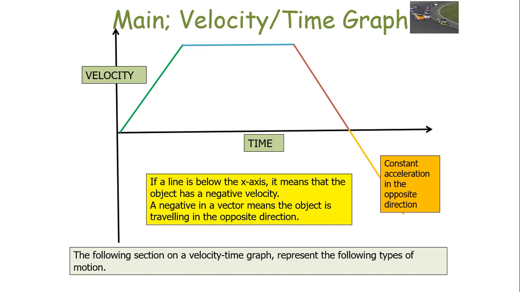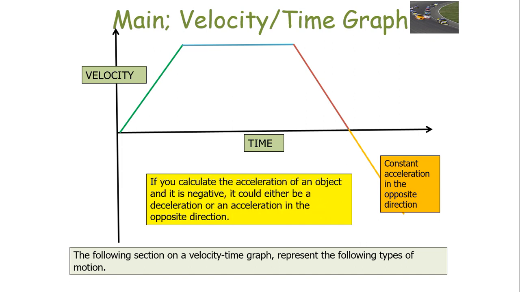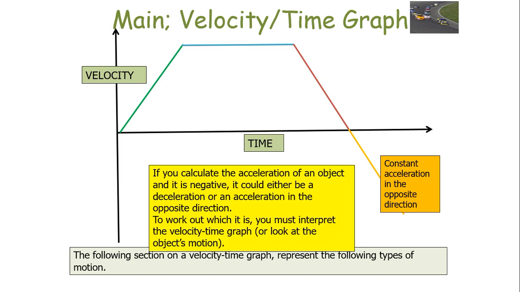Now, a negative in a vector term, like velocity, means that the object is traveling in the opposite direction. So this means if you calculate the acceleration of an object just mathematically and it's negative, it could either be a deceleration, so a slowing down of velocity, or it could be an acceleration in the opposite direction. It could be going the other way to the previous part of the journey. Now, the only way to work out which it actually represents is either you've got to look at the velocity time graph, or in the real world, you would look at the object as it's in motion.